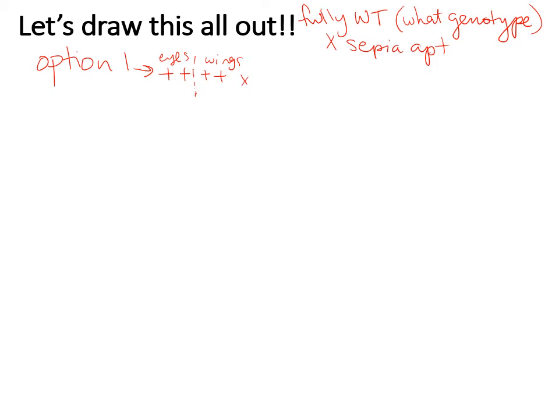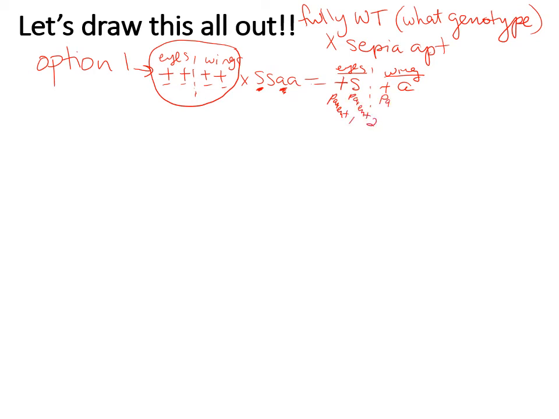Now you're crossing it with the sepia apterous fly, and if that is what your wild type fly is, then what do you notice? For every trait, no matter what, this first fly is going to give a wild type allele. So for eyes and for wings, that unknown fly will give a wild type allele. The other fly for eyes will give sepia, and for wings will give apterous. Whenever you write out your 2 traits, write out the alleles from parent 1 and parent 2, eyes for parent 1, eyes for parent 2, wings for parent 1, wings for parent 2. That will help you keep everything organized and figure out what's coming from what.